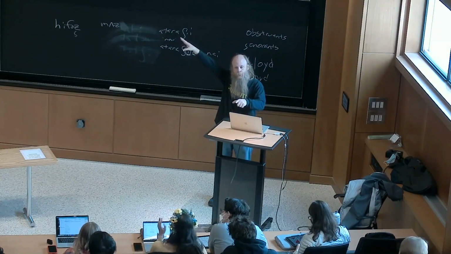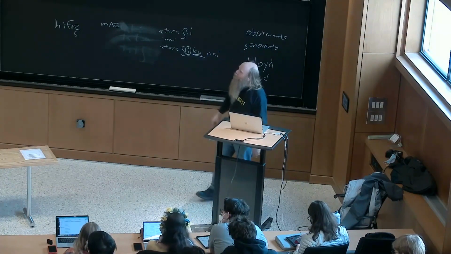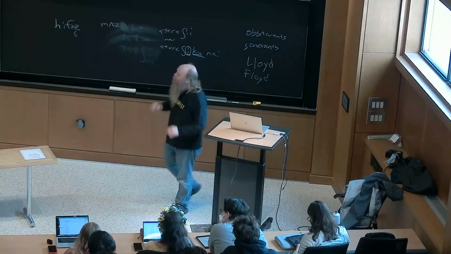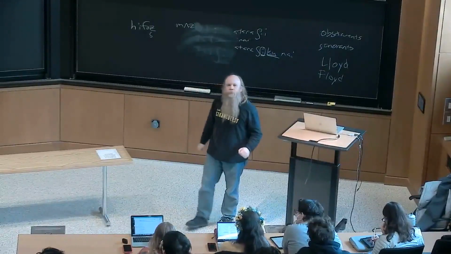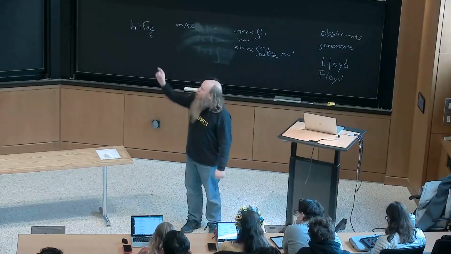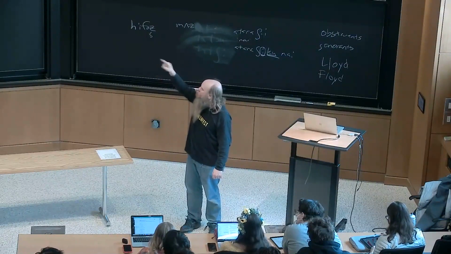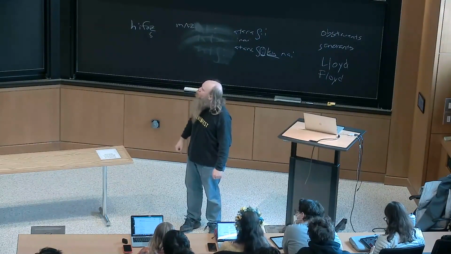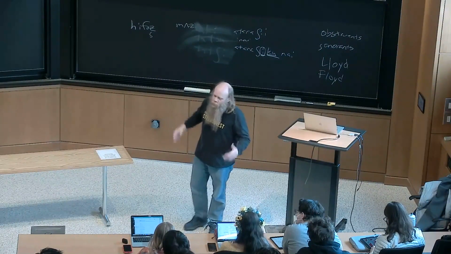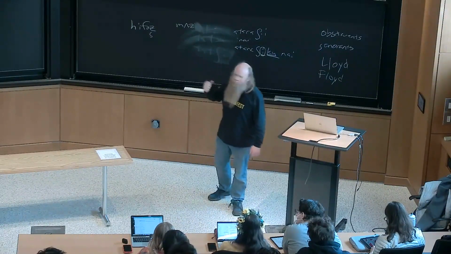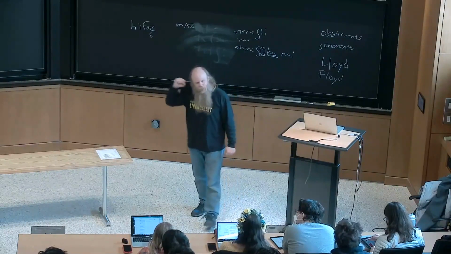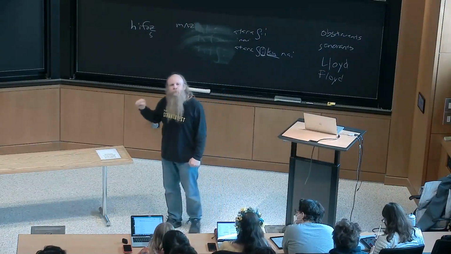Yeah? Could you clarify what feature means? Oh, all I mean by feature are things like voiced or sonorant or those kinds of things. Yeah, good question. And a standard way to write rules involves putting features in brackets like that. So, the fancy way to say something is voiceless is to say that its value for the feature voice is minus, right? So it is not voiced. Yeah, that's all that means.